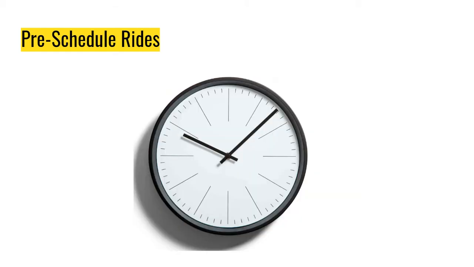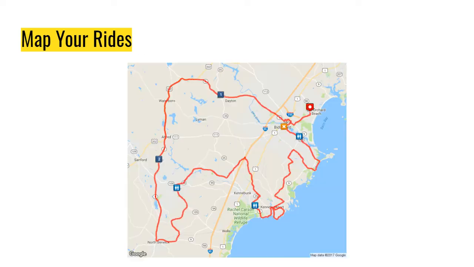Next, you can pre-schedule your rides. If you know you won't have internet access later in the day, you can schedule someone to pick you up from school at 2 p.m. or something like that, and they would be sure to pick you up at that scheduled time.